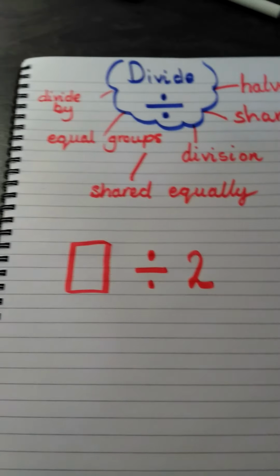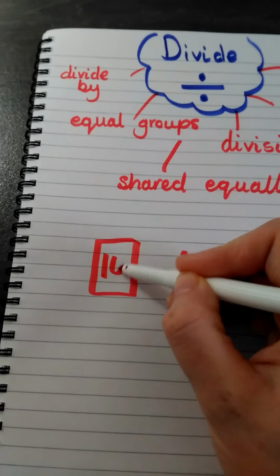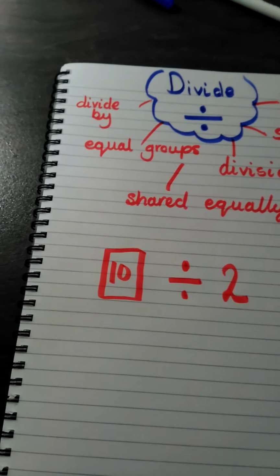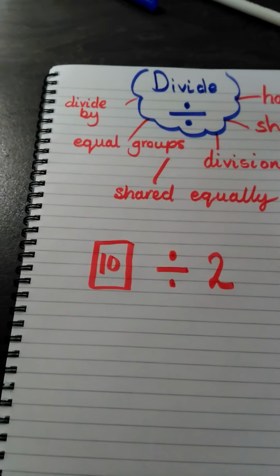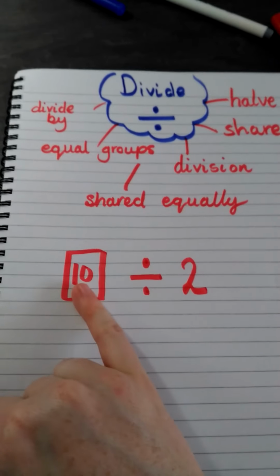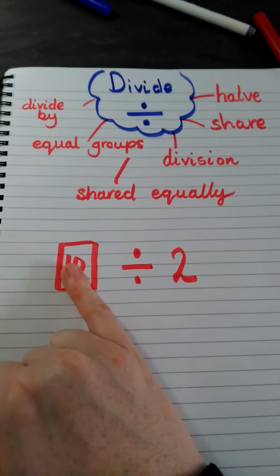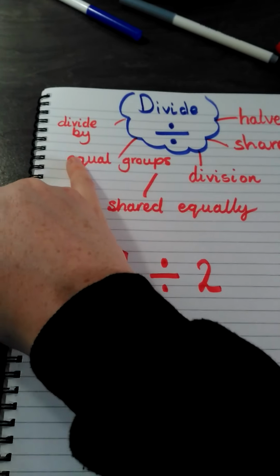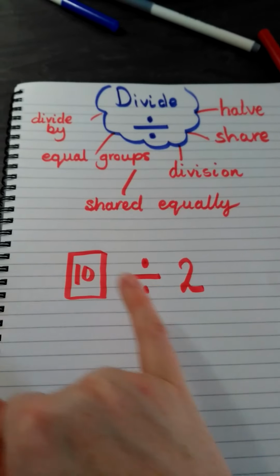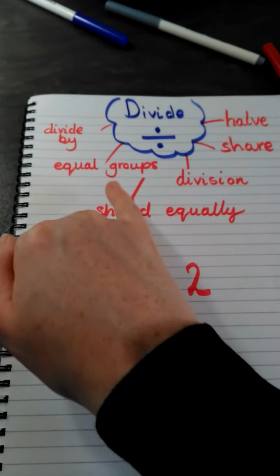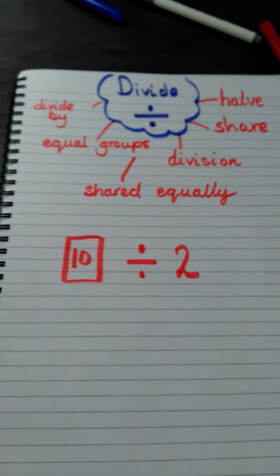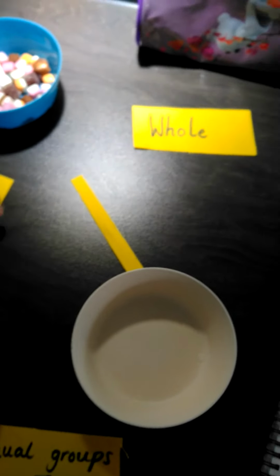So let's take the number 10. That's the whole number. We want to see how many times 2 goes into 10. So we're doing 10 divided by 2, 10 into 2 equal groups. I've set up a little model here. Let me empty my resources out, which are sweets, because I love sweets.